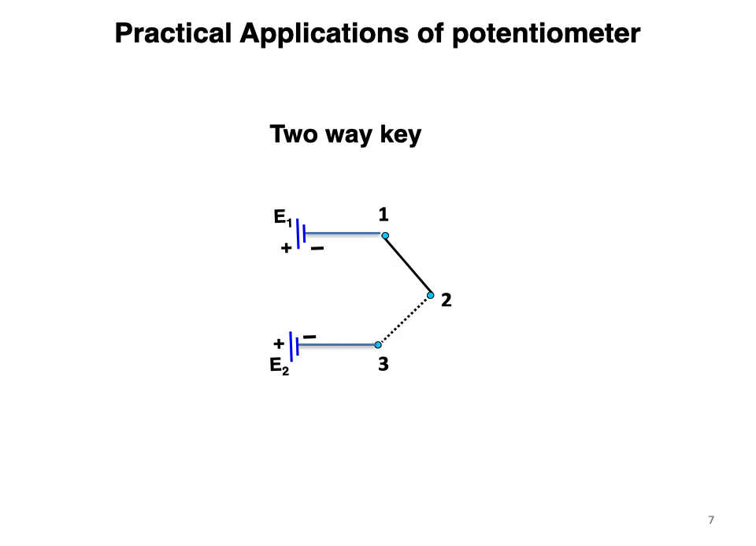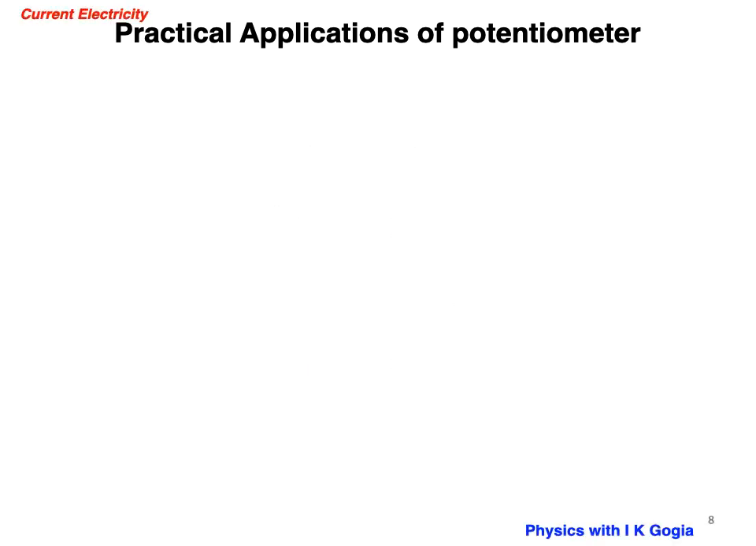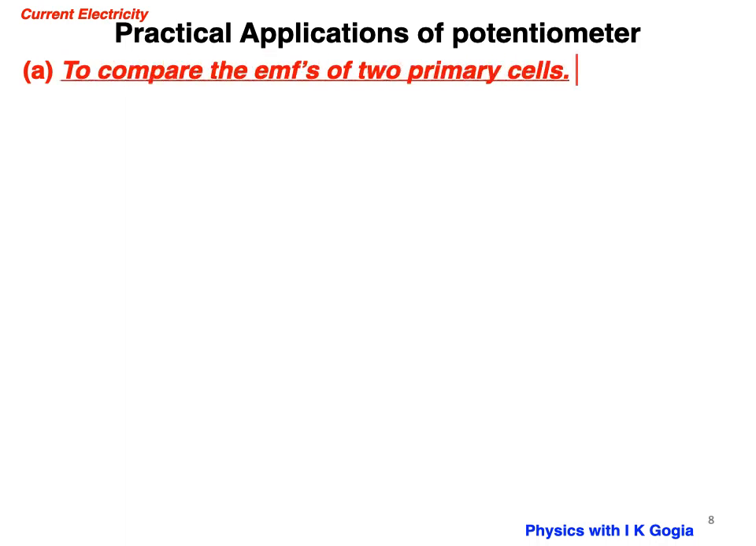So there is a two-way key which we will be using in the next part of our diagrams. First practical application is comparison of EMFs of two primary cells.